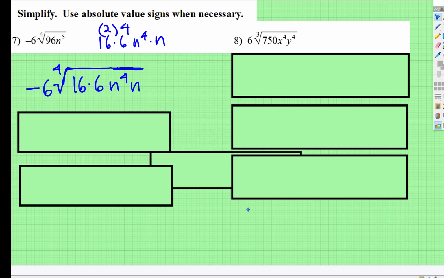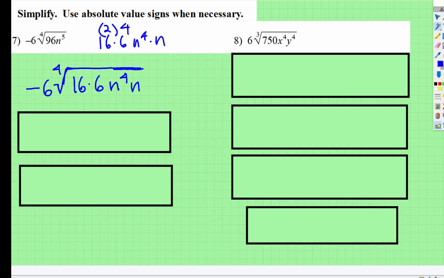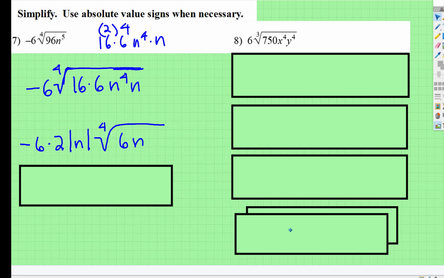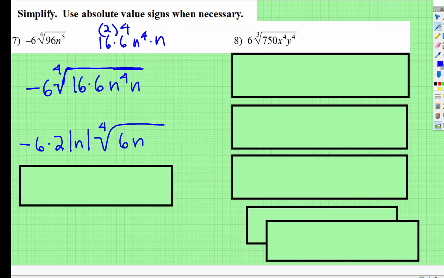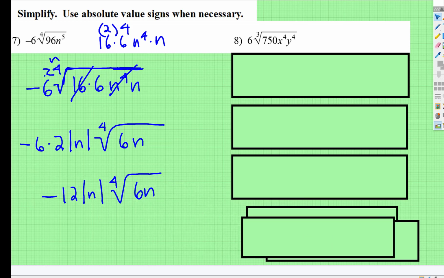So let's see what we have. I rewrote all of that. So the fourth root of 16 is 2, which is what I wrote down there. The fourth root of n to the fourth, an n comes out. And because that's to the first power, we put in absolute value bars. Then when we simplify, we get negative 12, absolute value of n, fourth root of 6n.